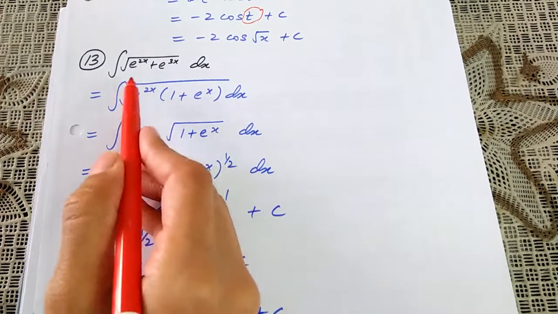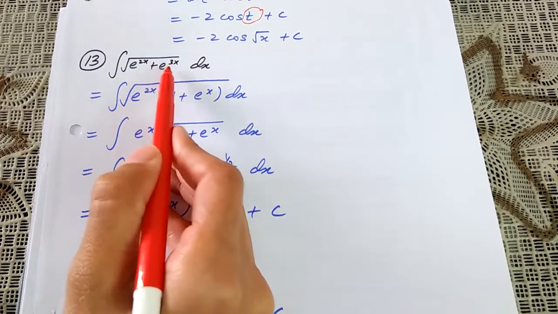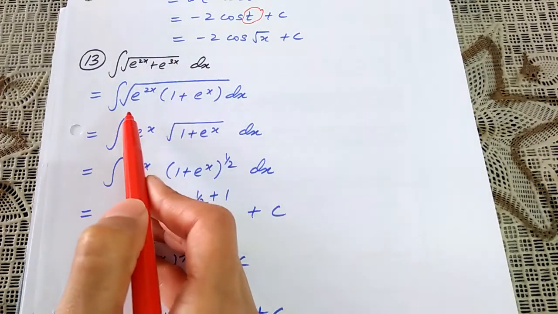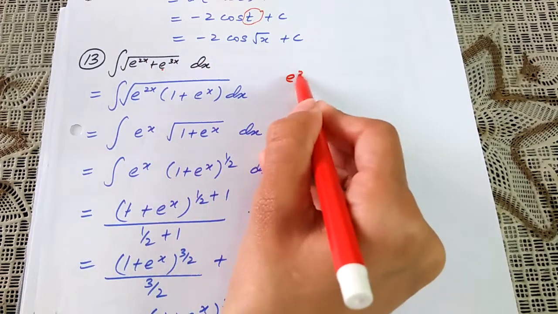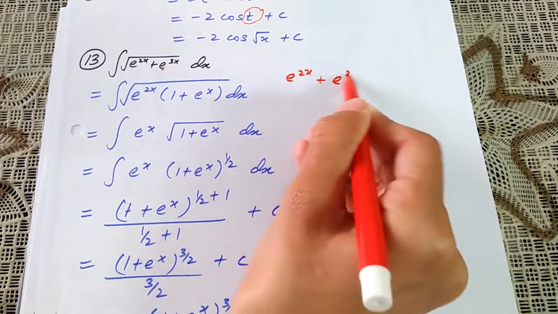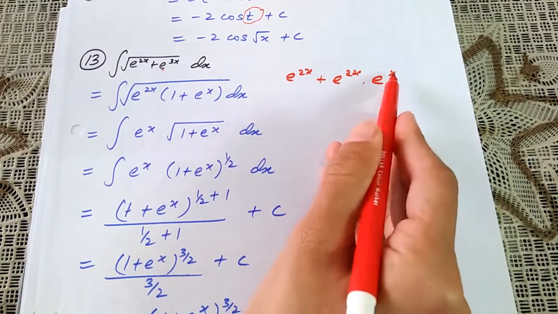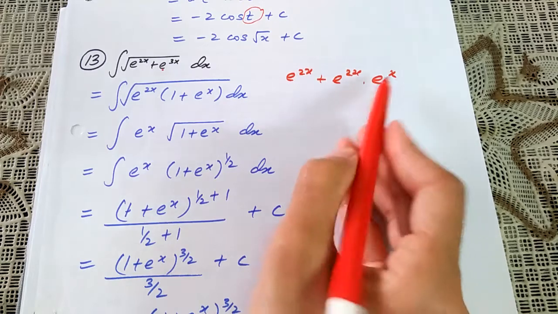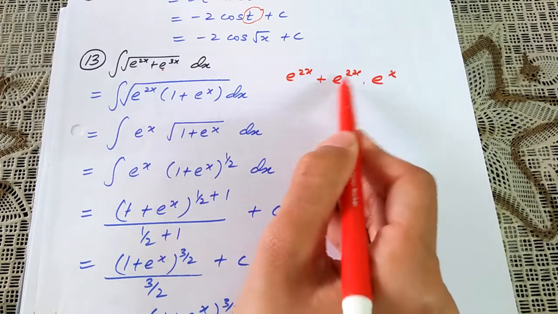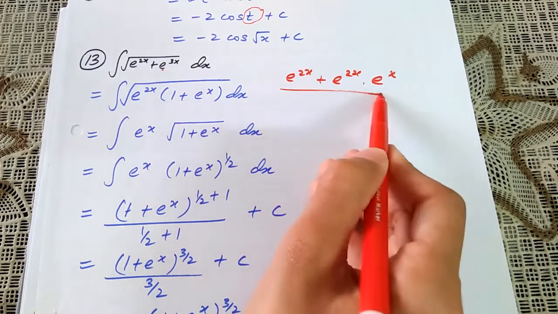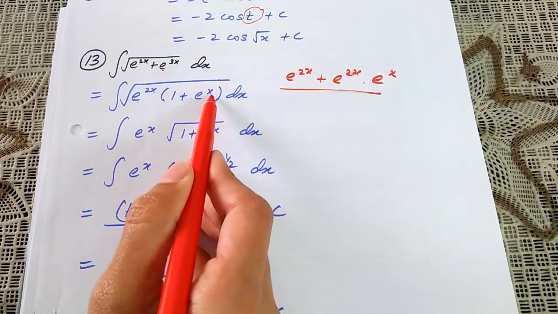Question number 13 says we have to find the integration of under root e raised to power 2x plus e raised to power 3x. E raised to power 3x can be written as e raised to power 2x into e raised to power x, because if we multiply them, powers will be added. So we can take e raised to power 2x common out of this whole function. We will be left with 1 plus e raised to power x.